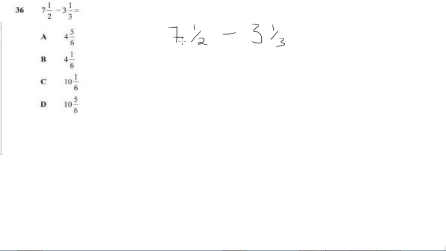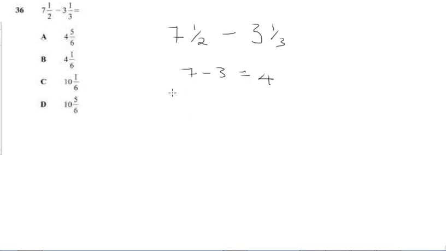So we've got 7 1 over 2 minus 3 1 over 3. So we take the whole numbers that we have. For this fraction, we've got 7. For that fraction, we've got 3. We subtract them. So we say 7 minus 3. 7 minus 3 gives us a 4. Okay? This is the whole number part of our answer. Let's just remember that. Then we can move on to the fraction part.